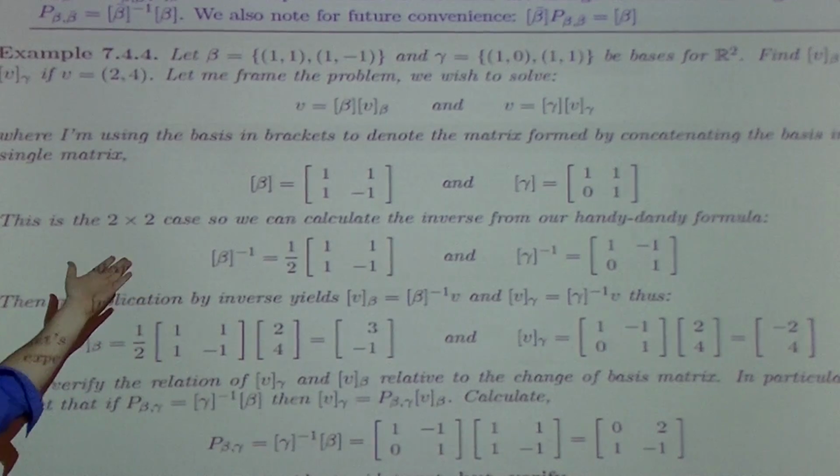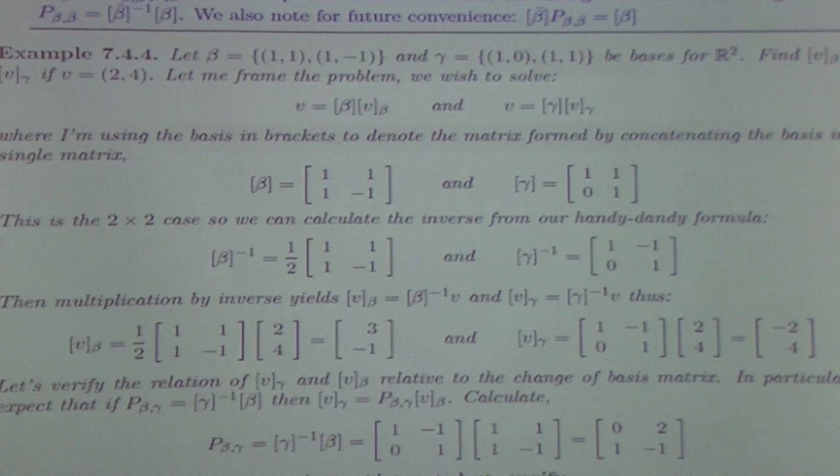And then, well, these are 2 by 2, right? So you can invert them. We have a formula for that, right? We don't have to calculate further. We just use our standard 2 by 2 inverse formula. And so there they are.